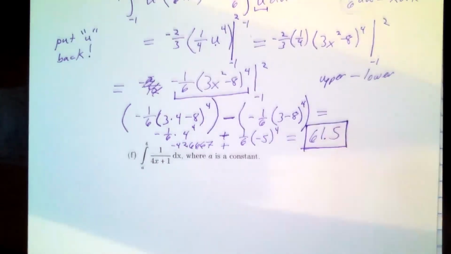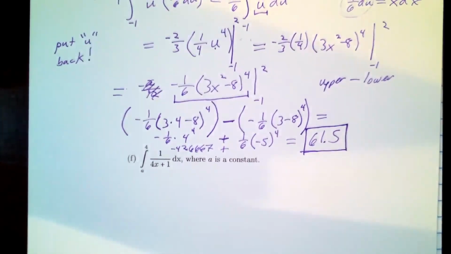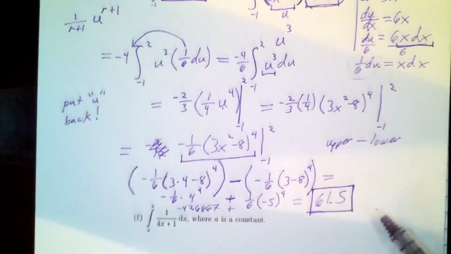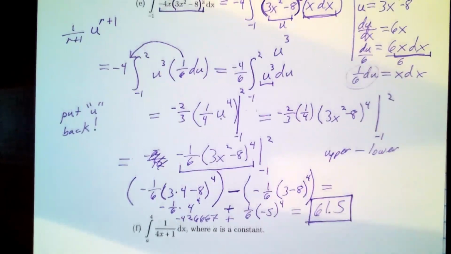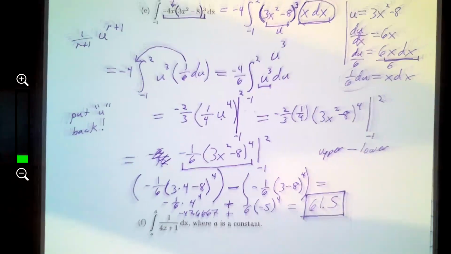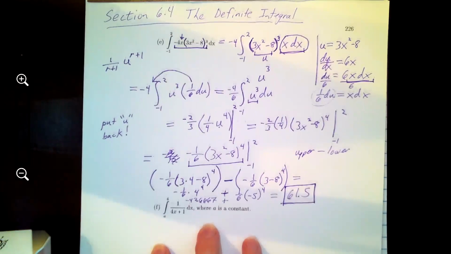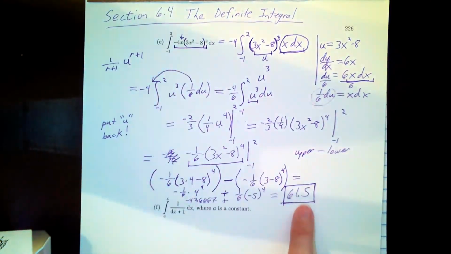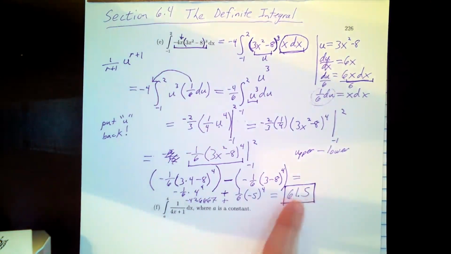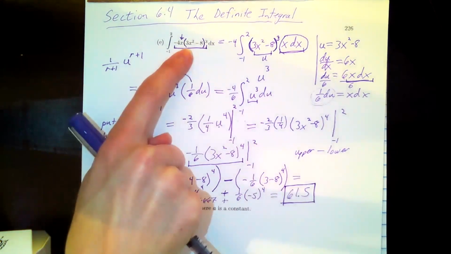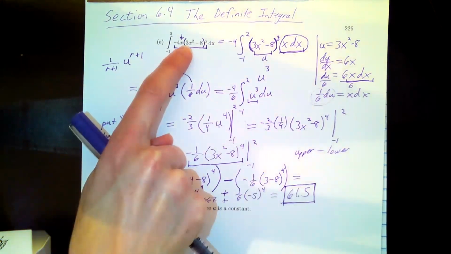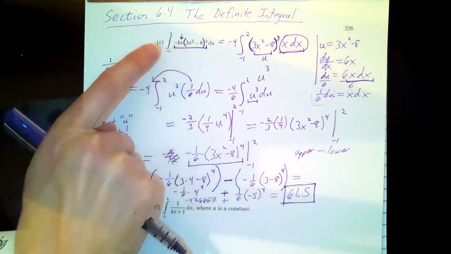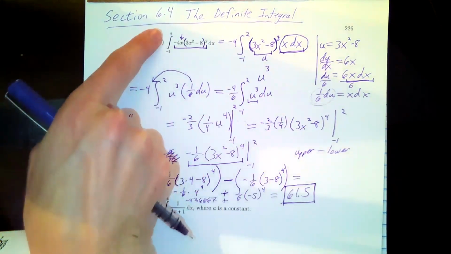So we get this as our value for the definite integral. Remember, definite integrals, you should have a number as a result instead of a function. So this is what we have for this integral. 61.5. And as a reminder, if I wanted to give this meaning, this is the area that is underneath this curve when you graph it, between this curve and the x-axis, in between x is equal to -1 and x is equal to 2.